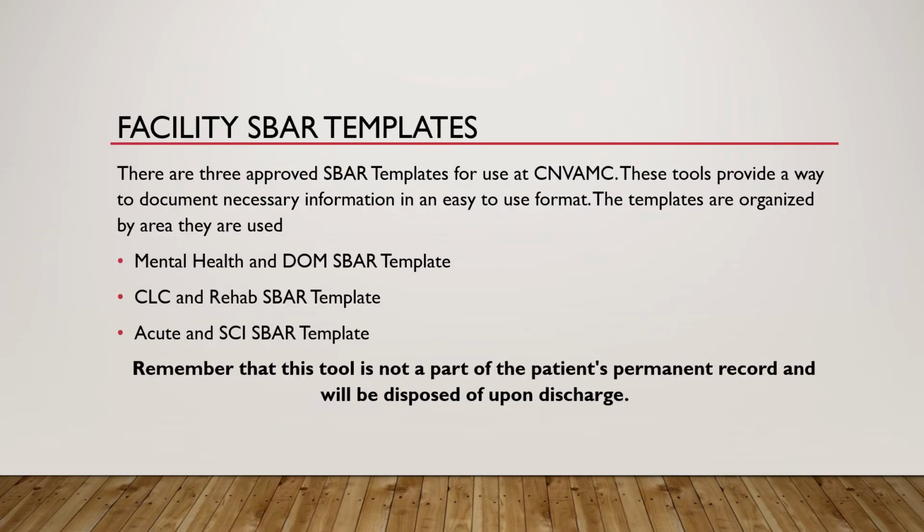Facility SBAR templates. There are 3 approved SBAR templates for use at Charlie Norwood VA MC. These tools provide a way to document necessary information in an easy-to-use format. The templates are organized by the area they are used. There's a mental health and DOM SBAR template, a CLC and rehab SBAR template, and an acute and SCI SBAR template. Please remember that this tool is not part of the patient's permanent record and will be disposed of upon discharge.